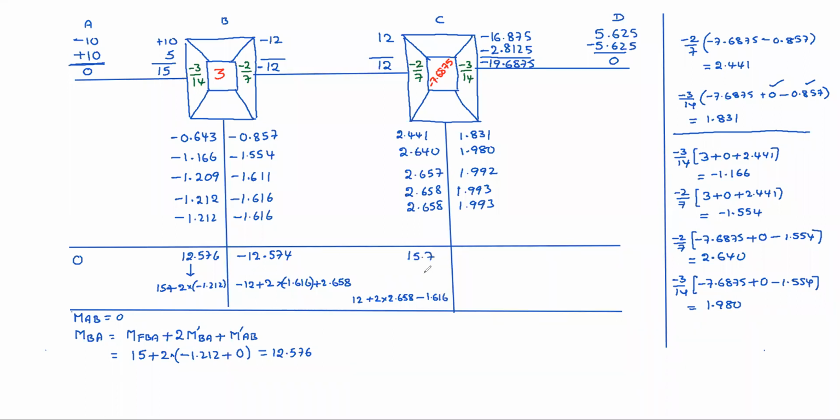15.7. Similarly, here minus 19.6875 plus 2 times of near end moment 1.993 plus far end D 0, that is minus 15.7. Okay, so these are the final moments. So finally, after performing all these calculations, we need to find final moments like this: fixed moment plus 2 times of near end moment plus far end moment. Okay.